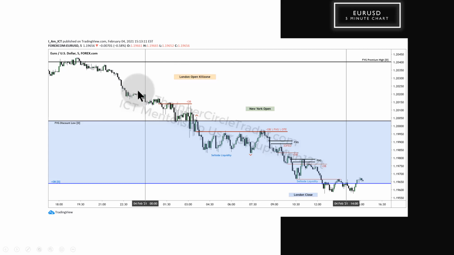Line open kill zone, just really lethargic overnight. Trading softer, had a small little optimal trade entry in here ahead of London. Then we have a little bit of displacement, but it's sloppy in here, but it ends up pumping up into the bearish order block. We see that sends the price lower.